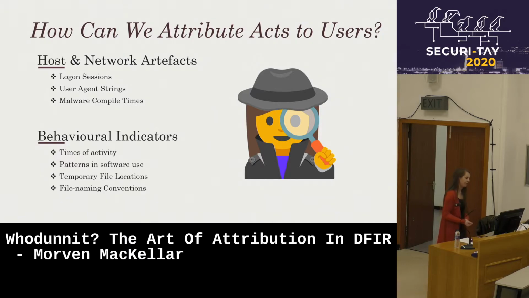So what kind of things do we use to attribute acts to users? We have two main categories of things. First of all, there are host and network artifacts. These are things found on the machine or in the network that may suggest what has been going on. There are things like user agent strings, which is when you connect to a website, your device will send some information about what you are. So am I on Chrome, and which version of Chrome am I on? Or am I on an iPhone, and which version of an iPhone am I on? There are also login sessions, but I'll go into that in depth in a second.